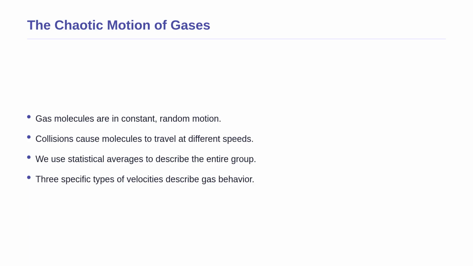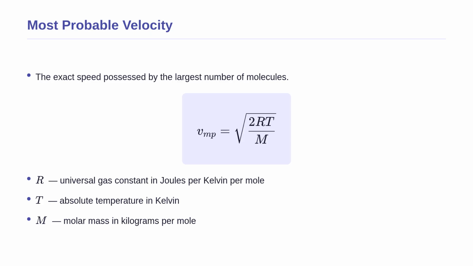Scientists use three specific types of velocities to describe a gas, and each serves a different mathematical purpose. To understand these statistical averages, let us start with the first type of speed. This is the most probable velocity. Conceptually, if you picked a molecule at random, this is the speed it is most likely to have. The formula is the square root of 2RT divided by M.